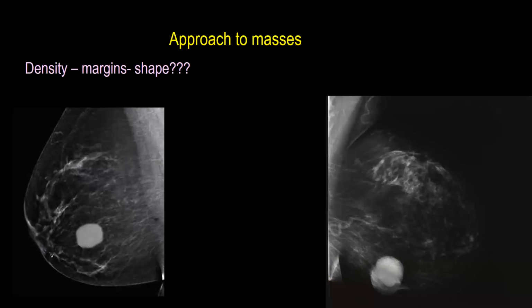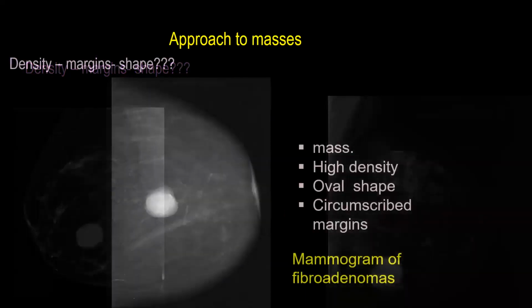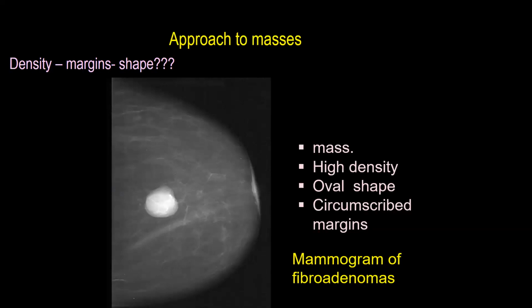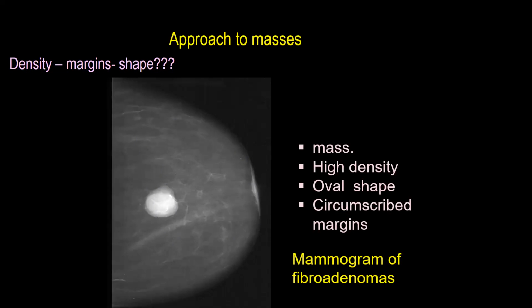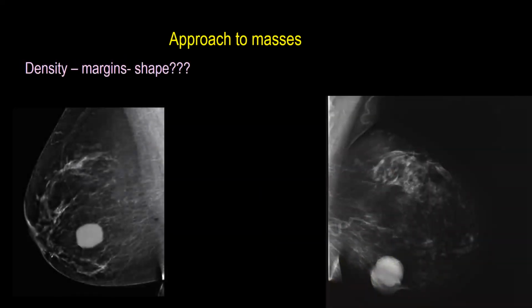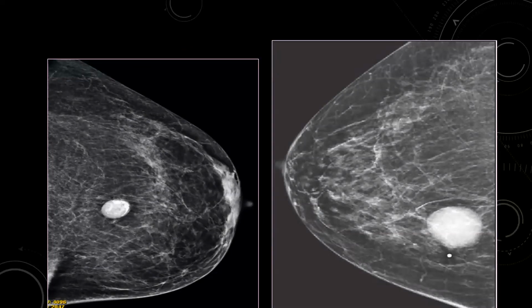High density. It looks the same as the previous one. High density, circumscribed. One is rounded, one is oval. But these are papillary cancers. Can you see this and this? More or less the same. This one was a fibroadenoma, and these are papillary carcinoma. Okay. What about this? Two examples.